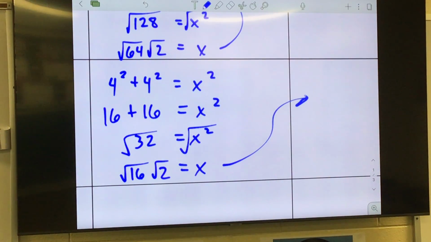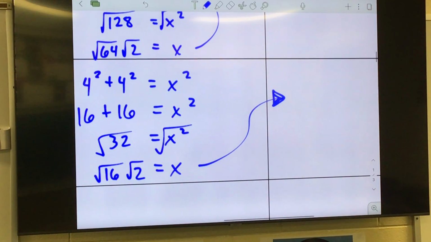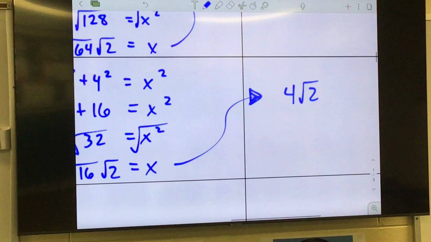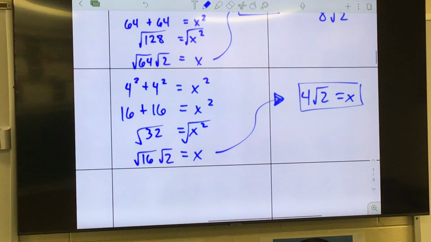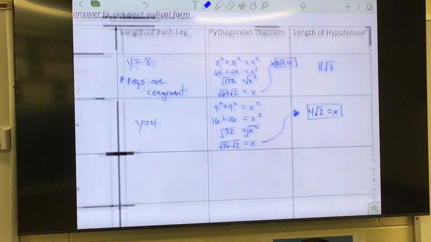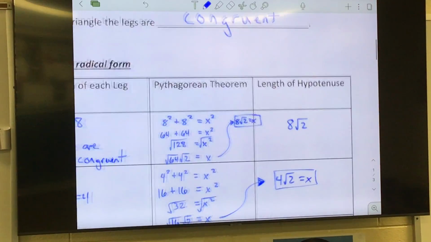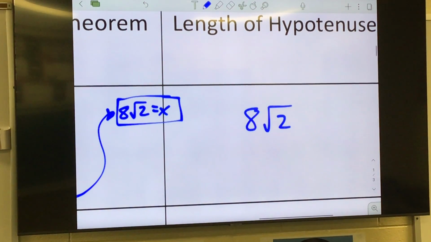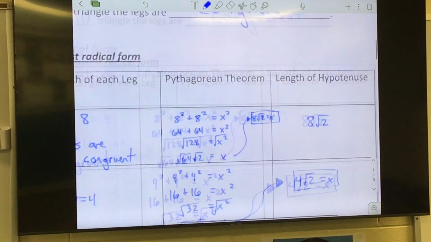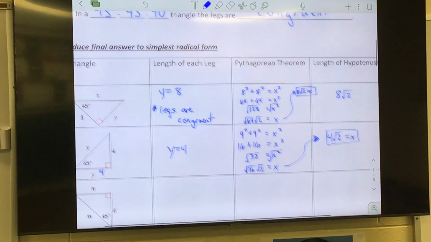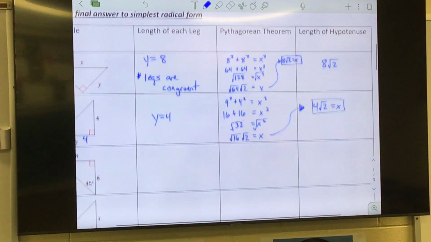And this simplifies to the length of the hypotenuse. Square root of 16 is 4. Radical 2 does not simplify. There's your hypotenuse, 4 radical 2. What were the legs again? 4. Okay. What was the length of the hypotenuse in the first one? 8 radical 2. What were the legs there? 8. Okay.